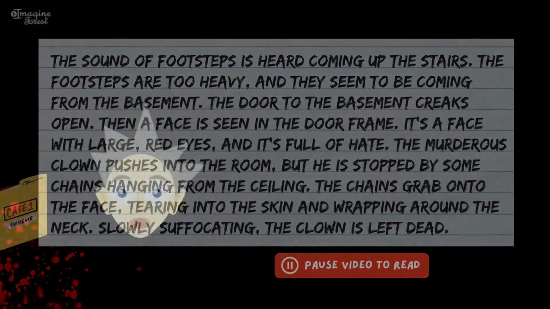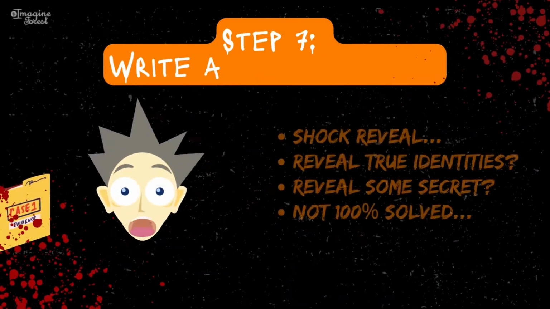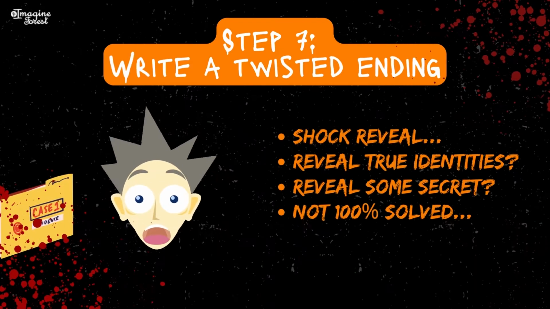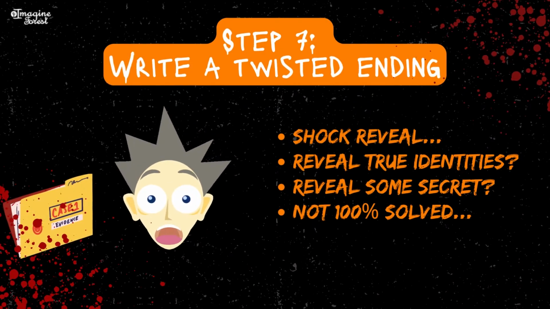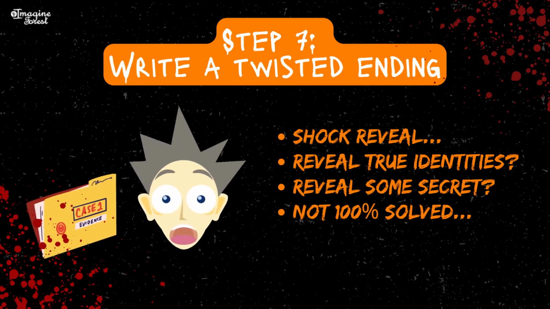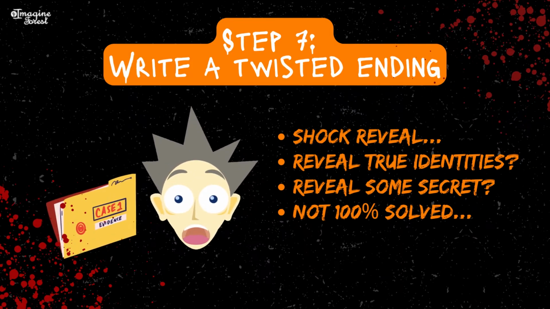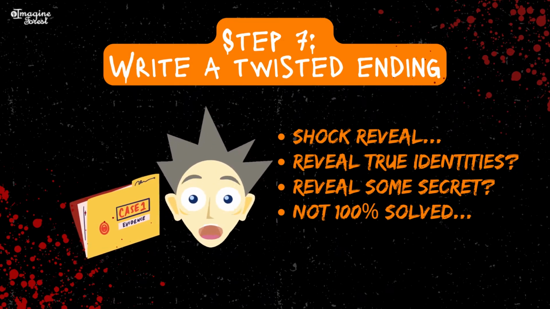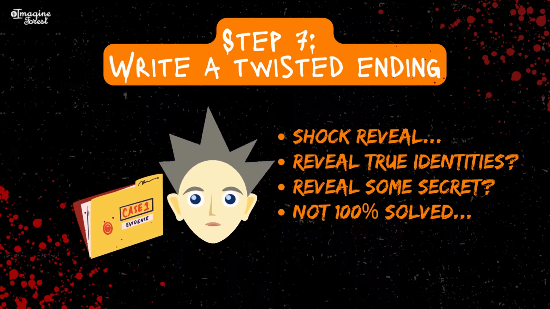Step 7. Write a twisted ending. In horror stories, the twist ending is almost always a shock reveal of some kind. You could reveal who the antagonist really is, or even what the main character has been hiding. Or you could have the main character learn some shocking information that sends them in a completely different direction.